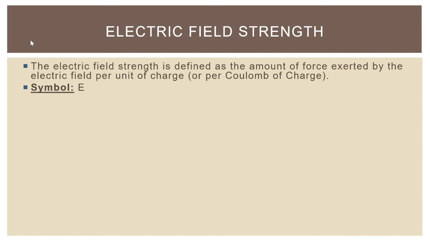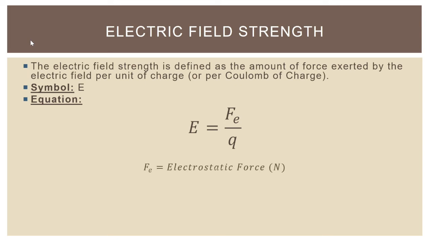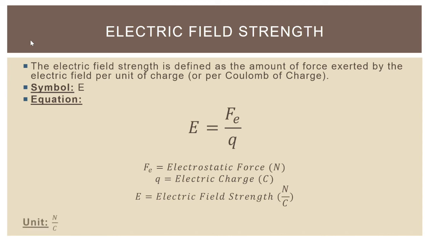But first, we should say the symbol for the electric field strength is an uppercase E. The equation is E is equal to Fe divided by Q, the force divided by the charge, or in other words, the force per unit of charge. Fe is the electrostatic force measured in newtons, Q is the electric charge measured in coulombs, and E is the electric field strength measured in units of newtons per coulomb. Basically, the number for the electric field strength tells you how much force per coulomb of charge. And that's it. It's pretty straightforward.